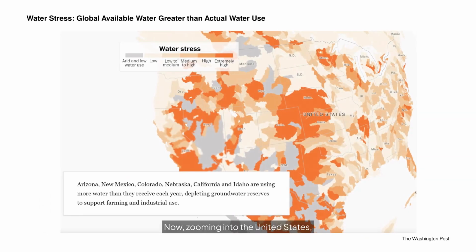Now, zooming into the United States, this map illustrates water stress across different states. The darker color represents higher water stress levels. Due to high agriculture and industrial demands, these states encounter unsustainable water use because they use more water than they receive annually, depleting groundwater reserves.